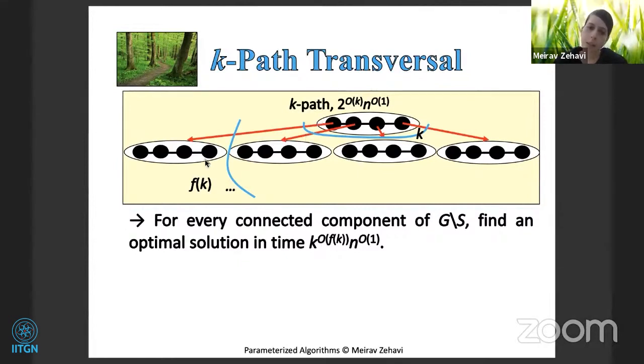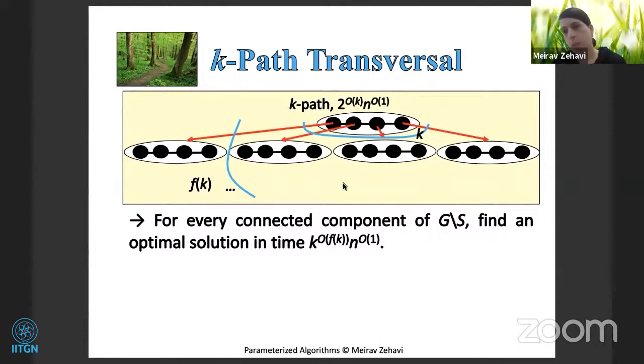Right, because when we look at the size of this tree, every time we have k children, and the depth is f of k, so it's k times k times k, f of k times. This is the size of this tree, and overall this is the time that we get. Okay, because the time we spend in each node is just 2 to the order k times polynomial in the input size. So overall the size of the tree is the dominant factor. So this is exactly the running time that we promised before.